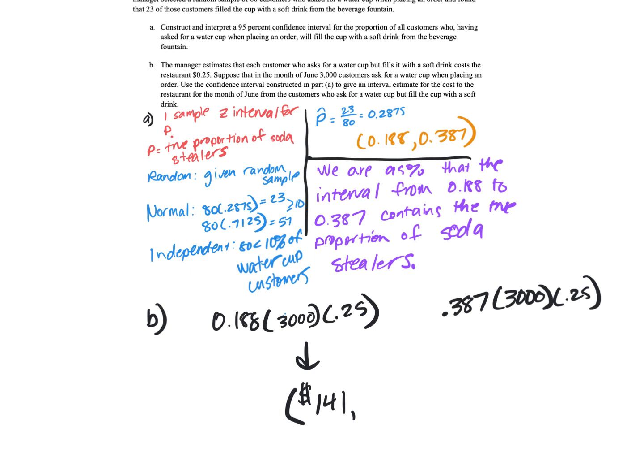So, believe it or not, this question is not really a statistics question. It's a problem-solving mathy question. 290.25. So in the month of June, these soda stealers could have cost the company somewhere between $140 and $290, give or take. Does this make sense? Sweet.